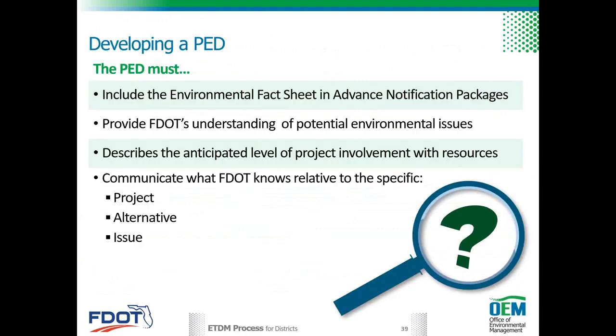Developing a PED. The district also develops the preliminary environmental discussion, which provides the environmental fact sheet and advance notification packages, informs reviewing agencies and the public of our understanding of potential environmental issues on a proposed project, FDOT providing project context, describes the anticipated levels of project involvement with the resources, communicates what FDOT knows relative to the specific project, alternative, or issue. So we're looking at what FDOT knows about a project before it goes to screening. Again, that's so that the ETAT doesn't have to cover what we already know.